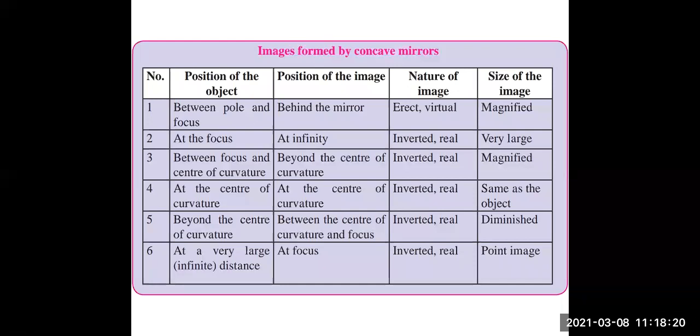When the object is placed between focus and center of curvature, you will get the image beyond the center of curvature. Nature of the image is inverted, real, and the size is same as the object. The fifth case is when you place the object beyond the center of curvature, you get the image between the center of curvature and focus. Nature of the image is inverted, real, and size of the image is diminished.